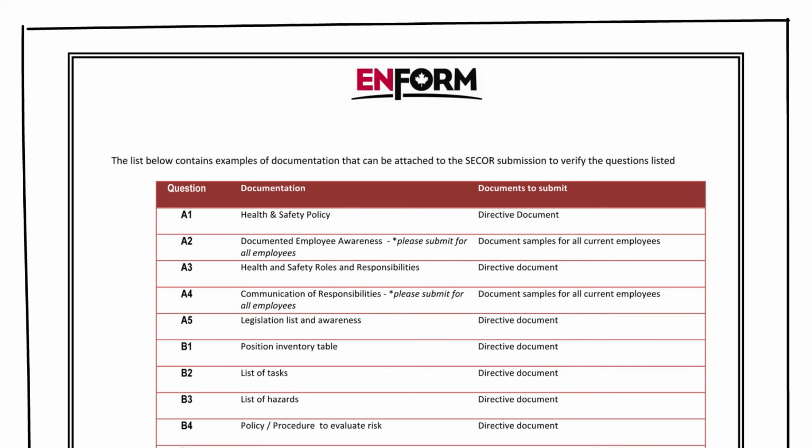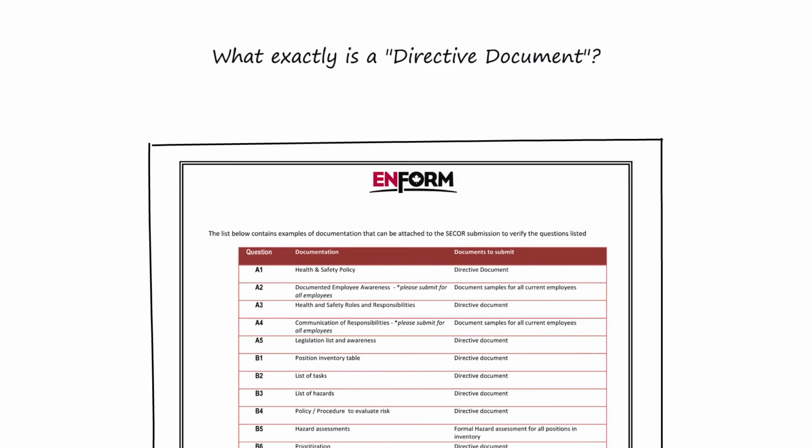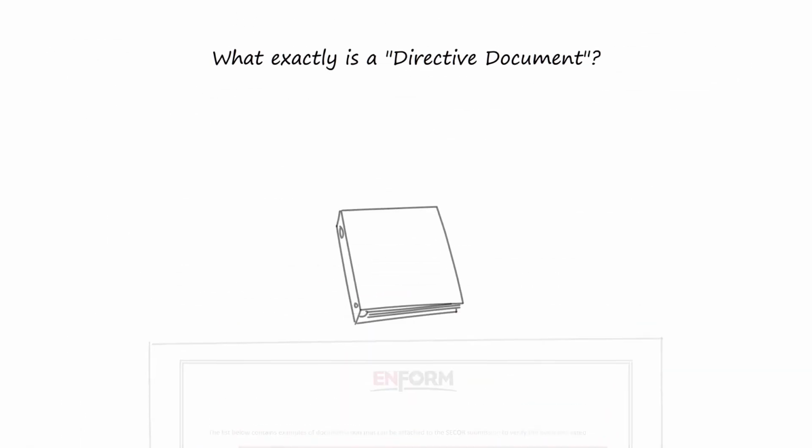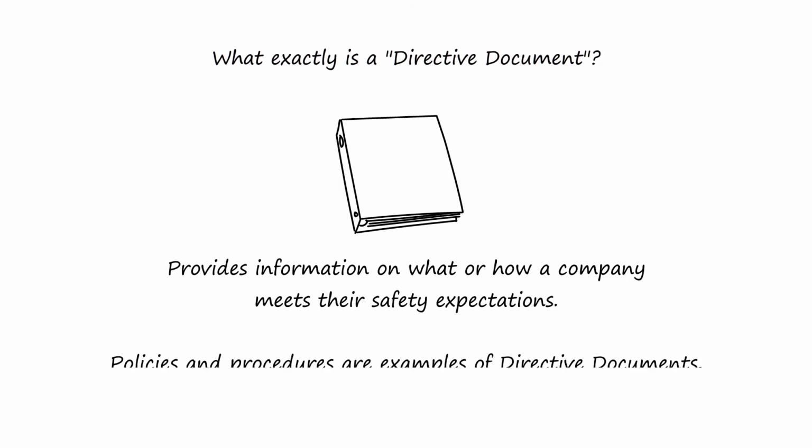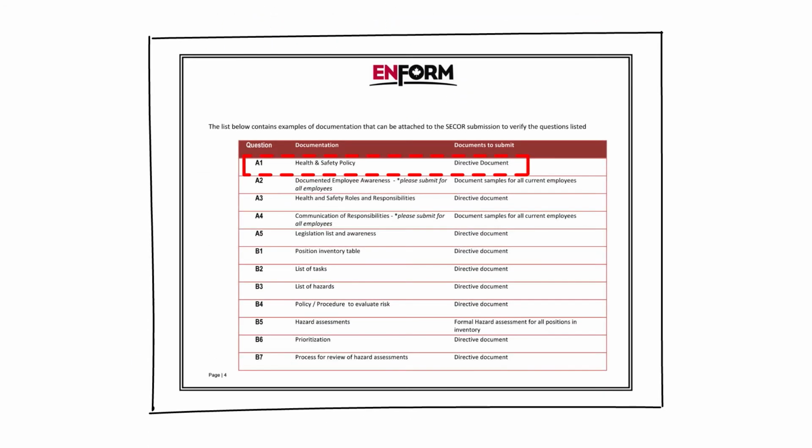Now, you'll also notice this table mentions a directive document a number of times, but what exactly is this? A directive document provides information on what or how a company meets their safety expectations. Policies and procedures are examples of directive documents. Item A1, the Health and Safety Policy, is an example of a policy. And item B7, Process for Review Hazard Assessment, is an example of a procedure.